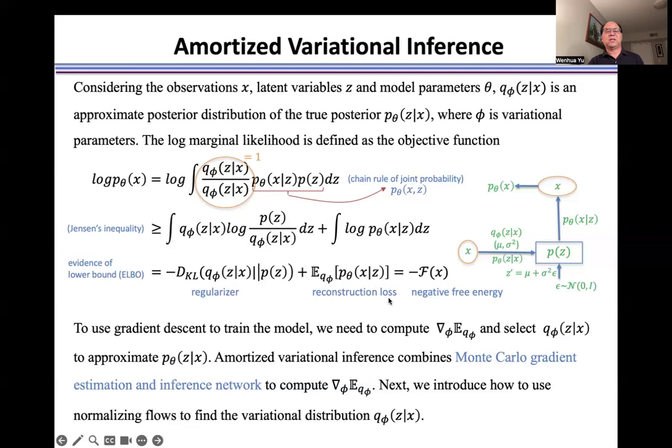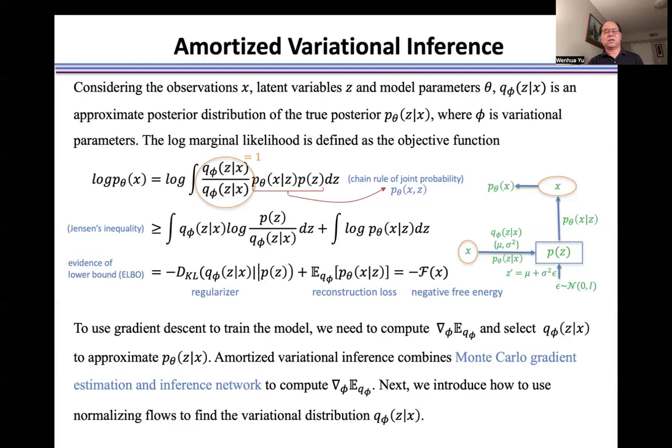To use gradient descent to train the model, we need to compute the derivative of the expectation and select a variational distribution Q to approximate the true posterior P. Amortized variational inference combines Monte Carlo gradient estimation and the inference network to compute the derivative of the expectation.